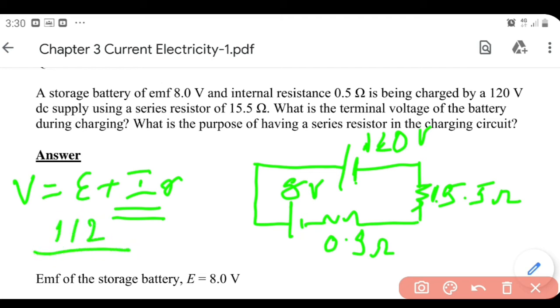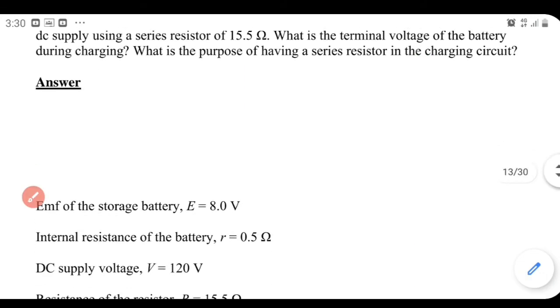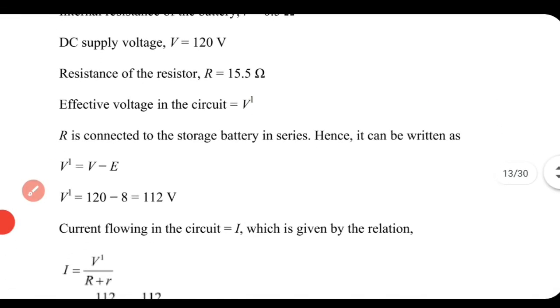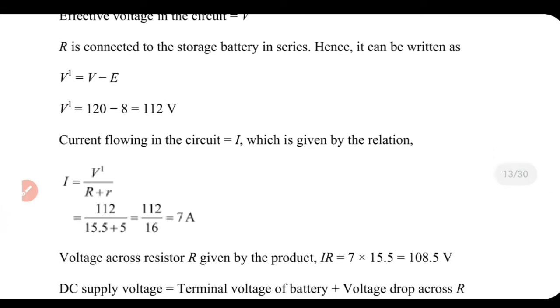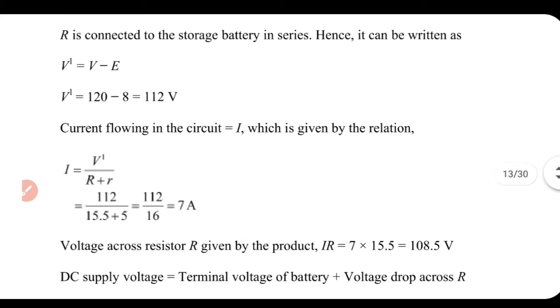So 112 divided by total resistance, it becomes 16 ohm. So the current in the circuit becomes 112 by 16. So we will get the current as 7 ampere. The current in the circuit is 7 ampere.